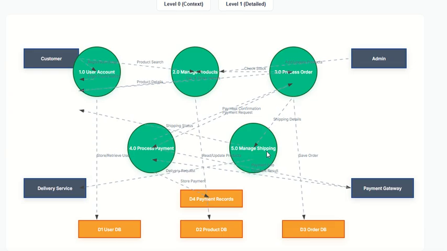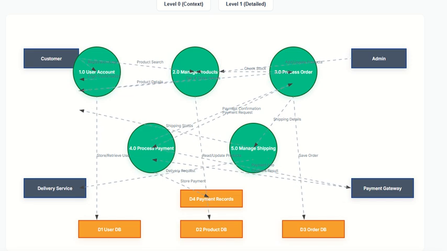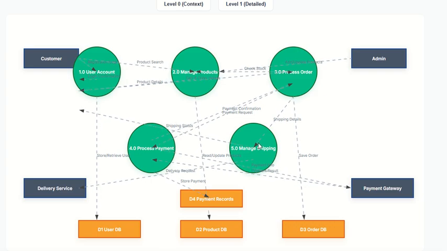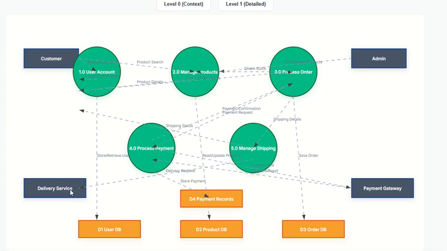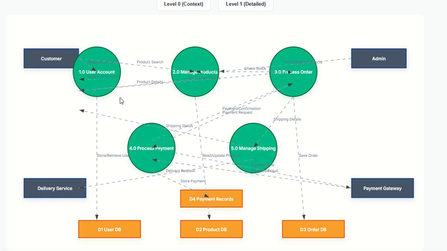Next, the last is 5.0, which is manage shipping. This process is responsible for arranging product delivery to the customer. So the data flow will be shipping details are received from 3.0, process order. Then a delivery request is sent to the delivery services. Then shipping status updates are sent back to the customer.